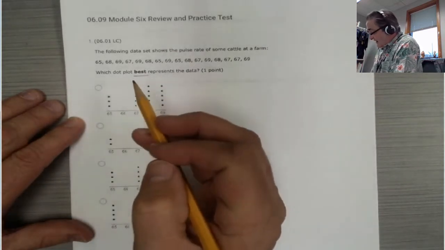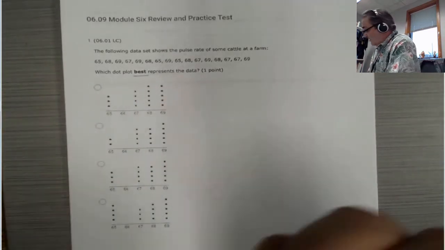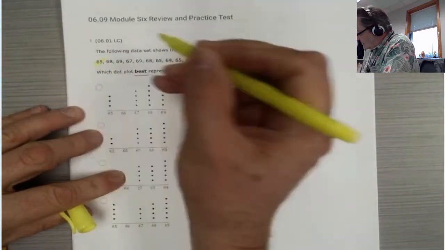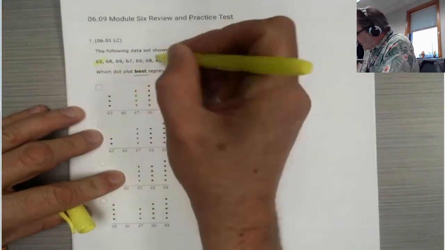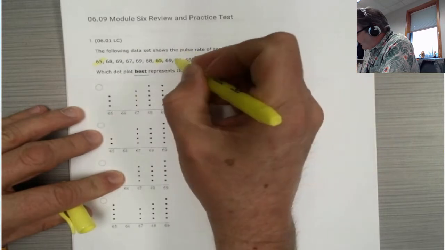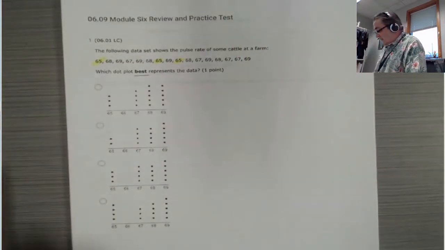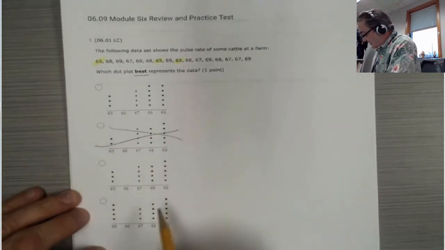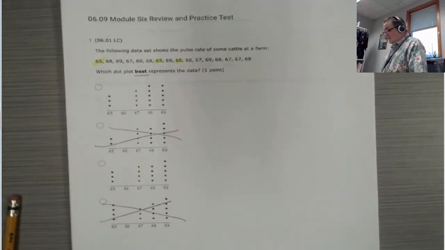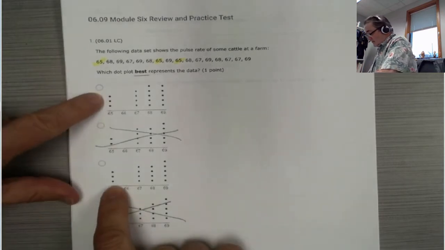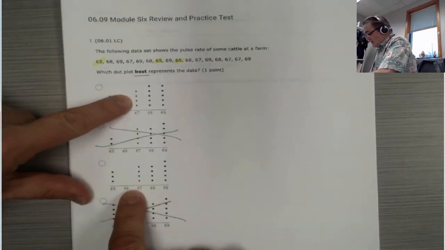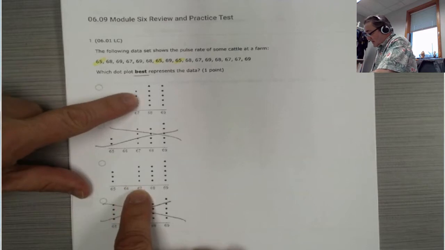Let's see how many 65s there actually are. So I'm going to go through and highlight them. There's a 65. There's a 65. There's a 65. Okay, it appears there are 3 65s, which means this can't be a correct answer. That cannot be a correct answer. Okay, so these are the only two remaining. They both have the same number of 67, so there's no need to check those.